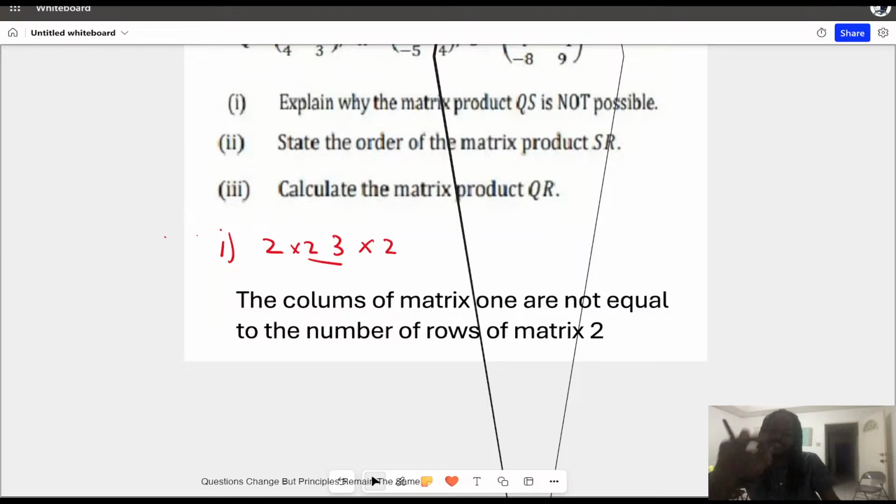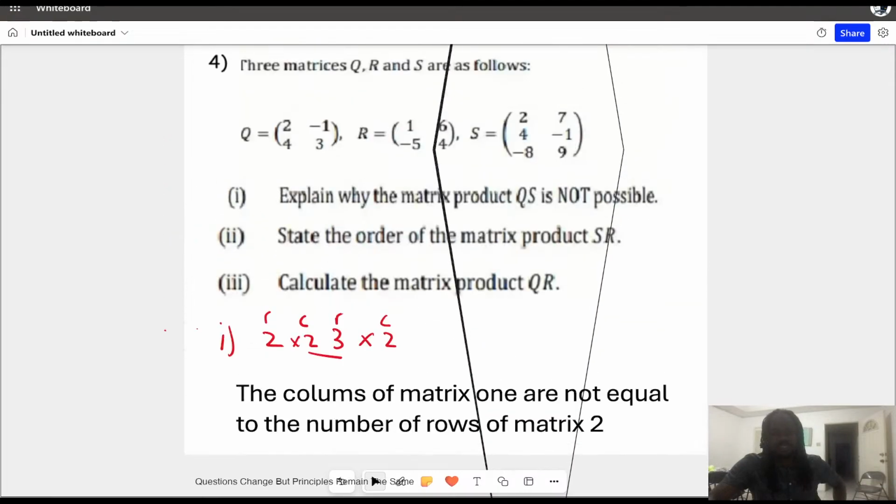Alright, so that's the reason why it is not possible. Because the columns of matrix 1 are not equal to the number of rows of matrix 2. Remember this, it is row by column. So this 2 right here represents the columns of matrix 1. It is row by column. That means this 3 represents the amount of rows in matrix 2. So the number of columns in matrix 1 is not equal to the number of rows in matrix 2.